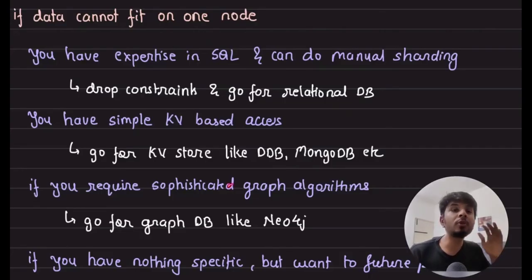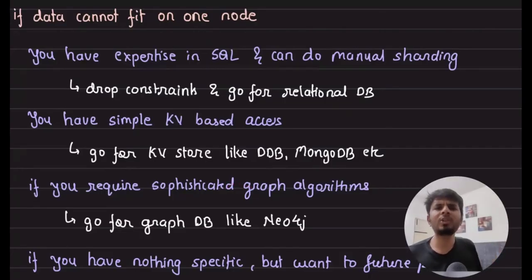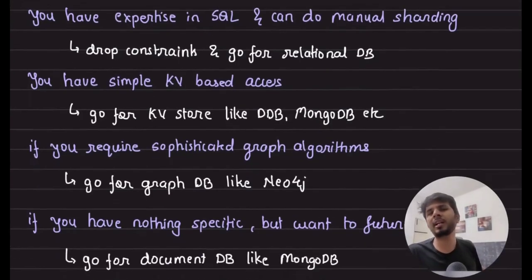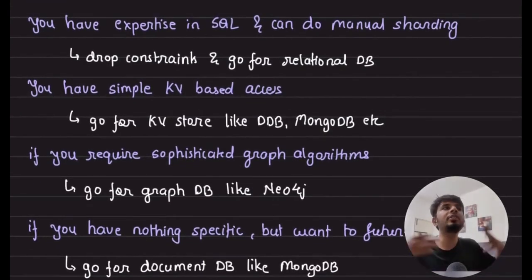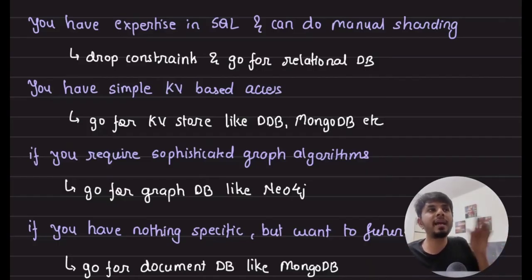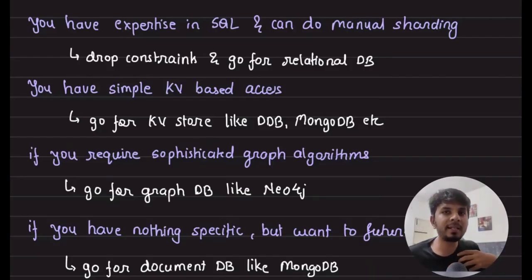Now let's say you require very sophisticated graph algorithms, you have no other option but to go for a graph database. So Neo4j, Dgraph, pick your favorite. If you have no specific requirement, but you don't know what lies in the future, and you think, hey, I might need it in the future, but it's definite that I don't want to use SQL, it's not that I have very deep SQL expertise, but I know my data is huge. It definitely needs to be sharded. So I need sharding out of the box, but I don't have any specific requirements, I just want to be future proof. You go for document based databases like MongoDB, right?